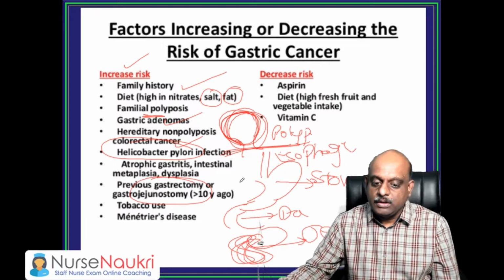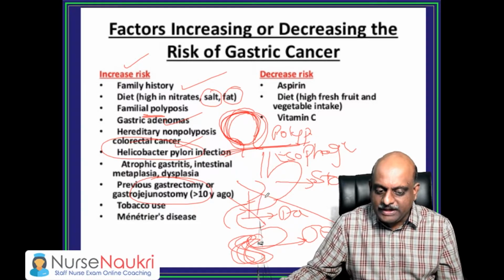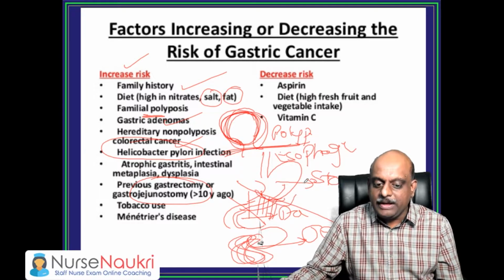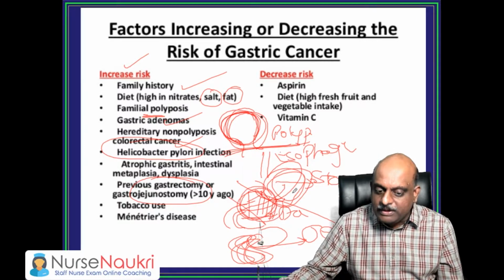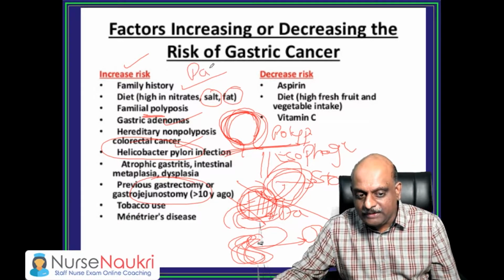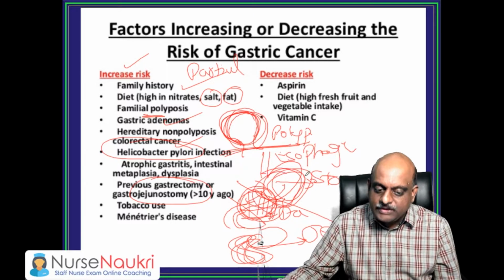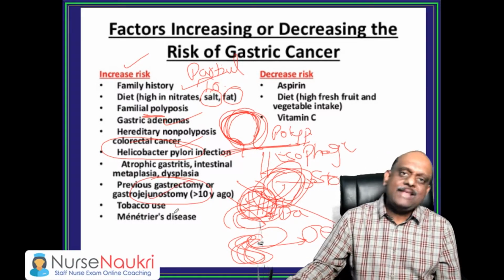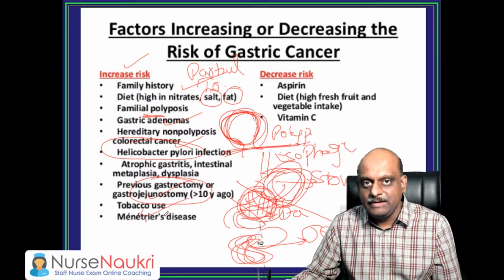Now, typically, if the stomach is being resected, then you are directly connecting the duodenum with the remaining part of the stomach. If you only take part of the stomach, that is called partial gastrectomy. If you remove the entire stomach, that is called total gastrectomy. So any past gastrectomy is a risk factor. Smoking is a risk factor.